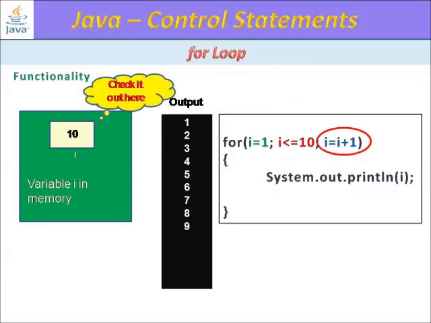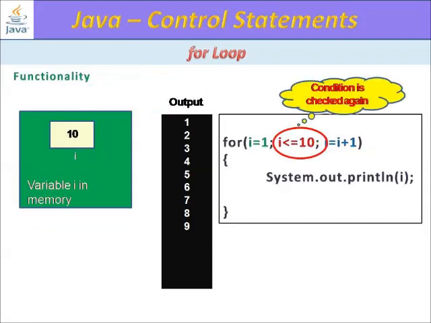Now what is next? We have to go for the increment part. I is equal to I plus 1. Current value of I is 9. 9 plus 1, it is 10. So we modified the I value as 10, right? So what happens? The value of I is equal to 10.